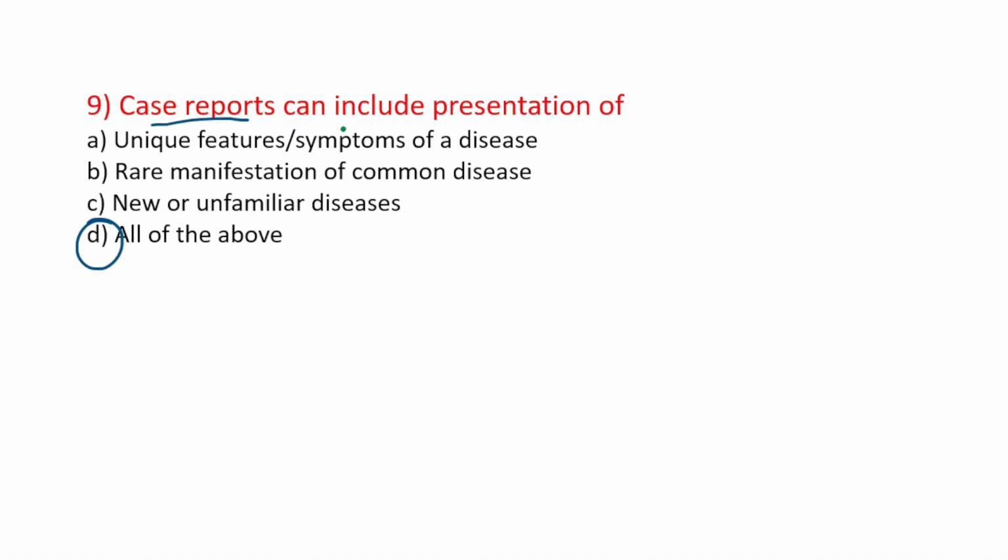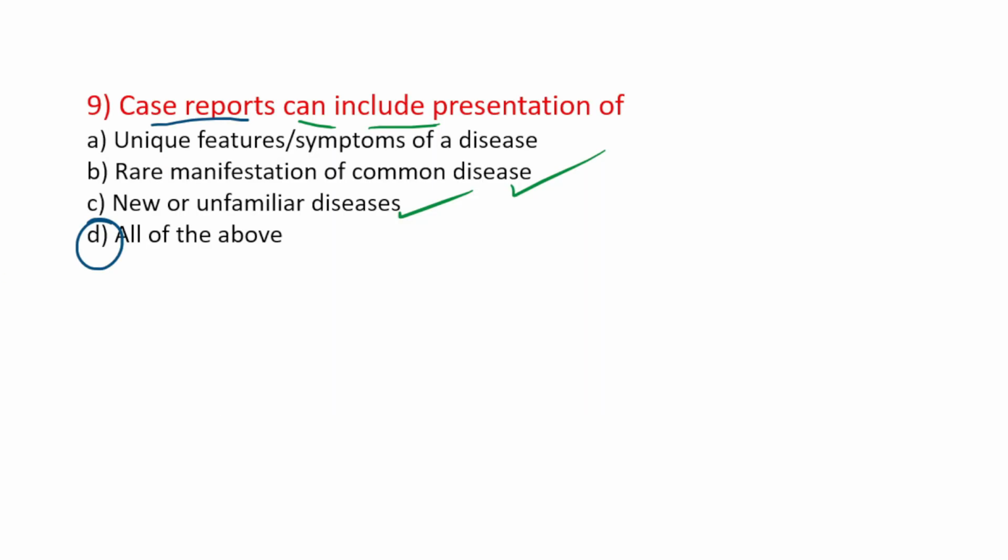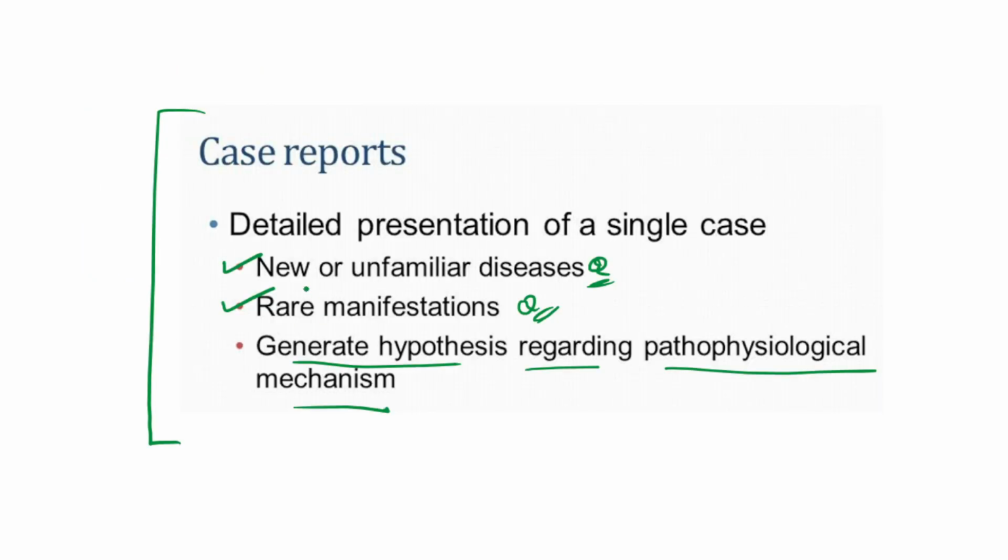From our question, the question says case reports can include the presentation of new and unfamiliar diseases, rare manifestations of a common disease. So both are mentioned over here. This was asked as an option. They also include a unique case with unique features or a case with unique symptoms of a disease. So all these three come under case reports. Please remember this chart pertaining to the case reports.